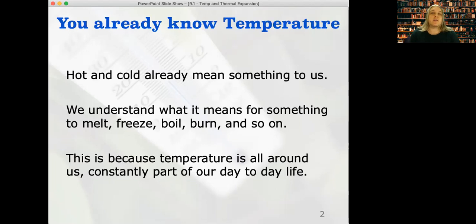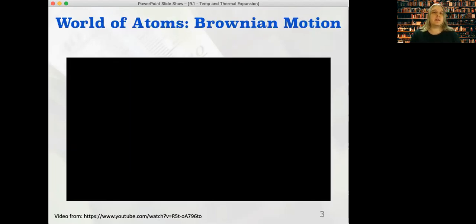So because it's just everywhere all the time, we are obviously familiar with it. But what does it really mean in a scientific sense? That's what we're going to be looking at as we go through these next few lectures.